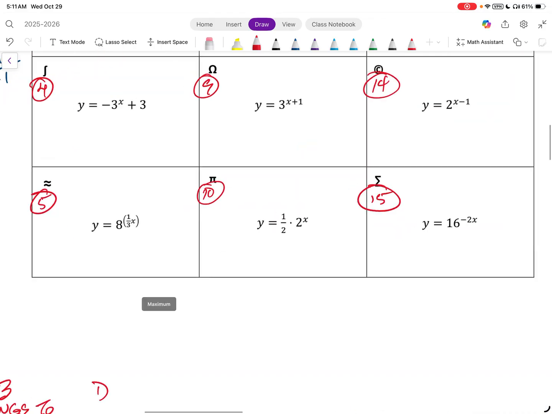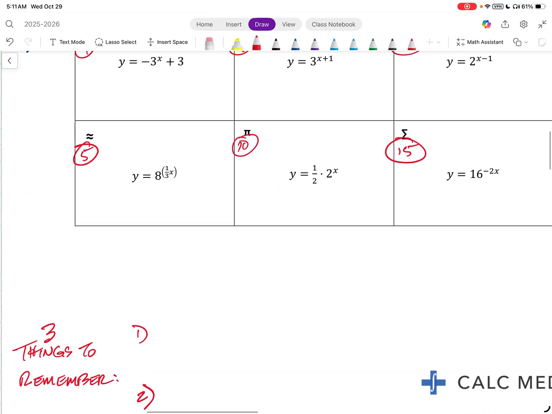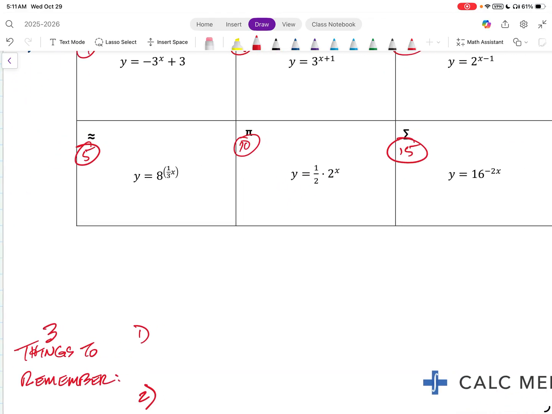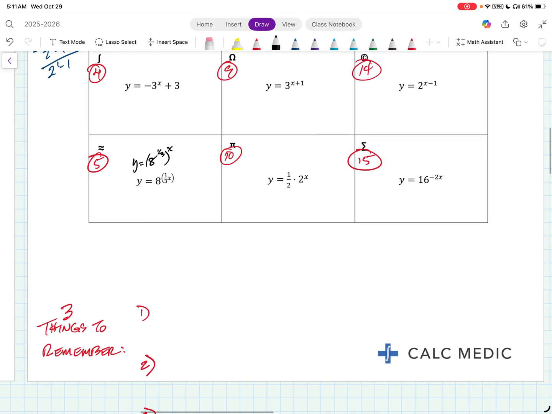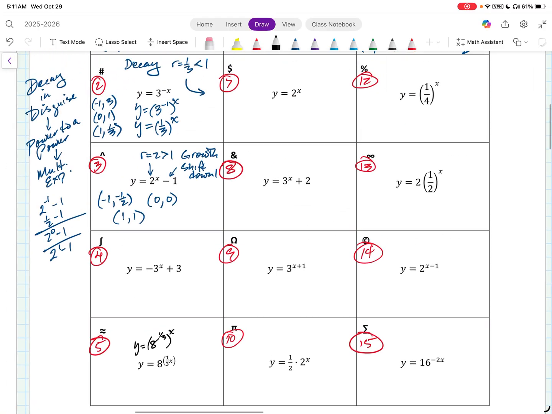Let's do number 5. Because this uses exponent rules, I'll do the tough or tricky ones. Remember what I said earlier. It looks like the base is 8, but it's got a different exponent. So you want to go power to power. So y is equal to 8 to the 1/3 power raised to the x power. Again, power to power, you multiply exponents.